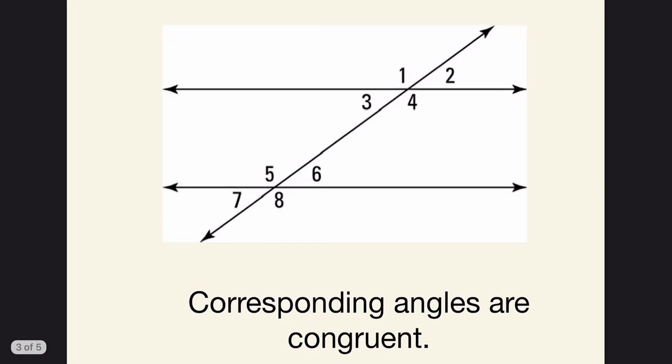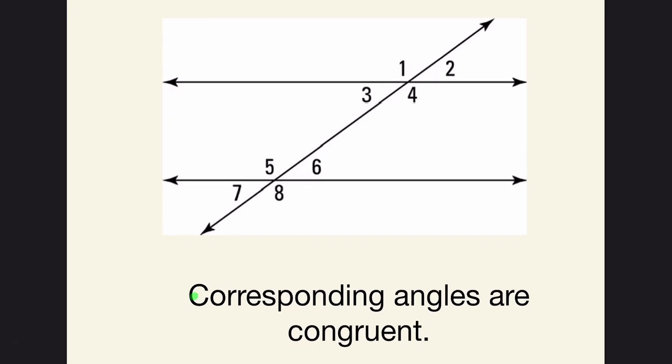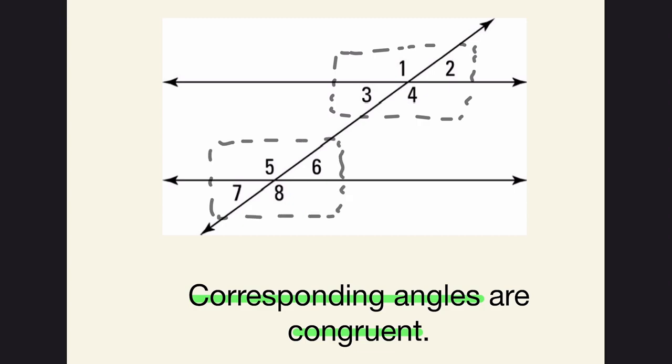Another angle relationship that comes up quite frequently is corresponding angles, which we also know are congruent. Those are angles that are in the same position. What I always say is, if I was to cut out this piece here and lay it on top of this piece here, which angles would correspond to one another or fall on top of one another? And we see that angle 1 corresponds nicely to angle 5.